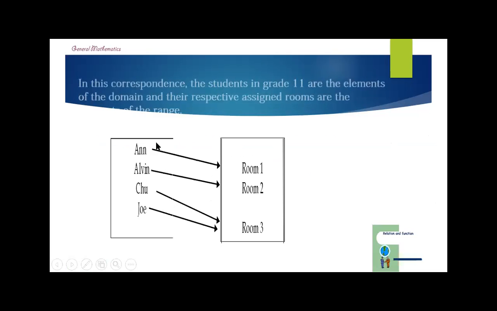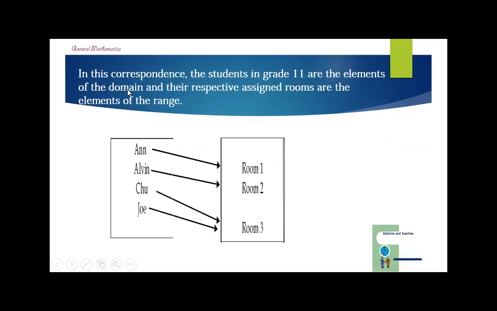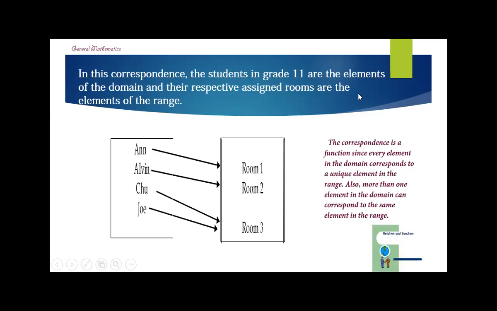Okay, so next one. In this correspondence, the students in grade 11 are the elements of the domain, and their respective assigned rooms are the elements in the range. So is it a function or relation? The correspondence is a function, since every element in the domain corresponds to a unique element in the range. So it is 1-to-1, or it has a many-to-one correspondence.